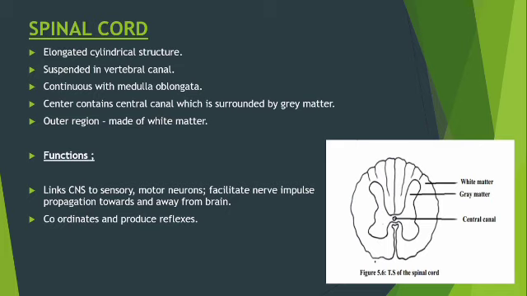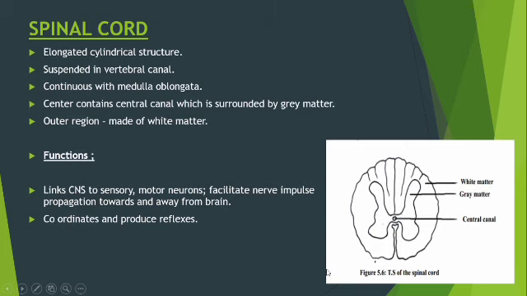when compared to the brain, because in the spinal cord white matter is located outside and gray matter located inside, but in the brain it is the vice versa. In brain, gray matter is located outside and white matter located inside. In spinal cord, this is the central canal.